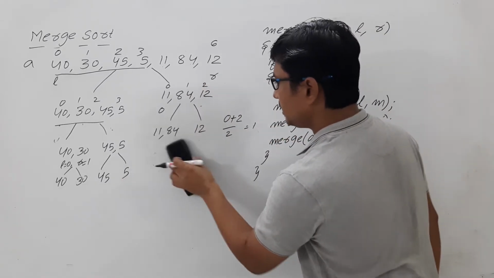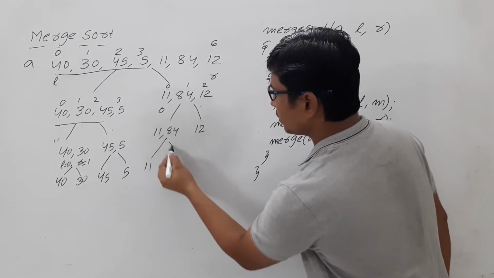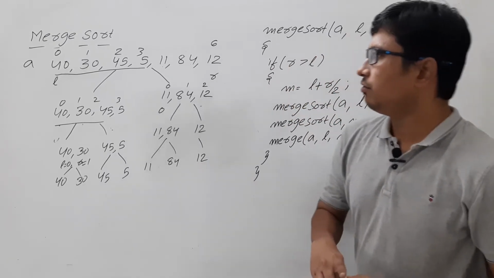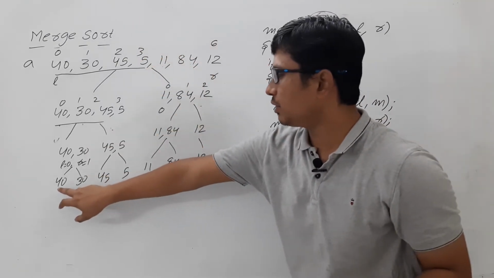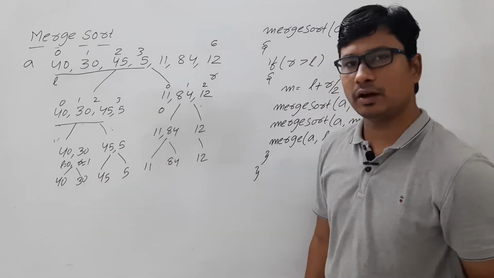Again further divided, 11 and 84 again will be divided, and 12 will be there here. So from the single array we have divided into 1, 2, 3, 4 sub arrays. Is it clear? Are you able to understand?